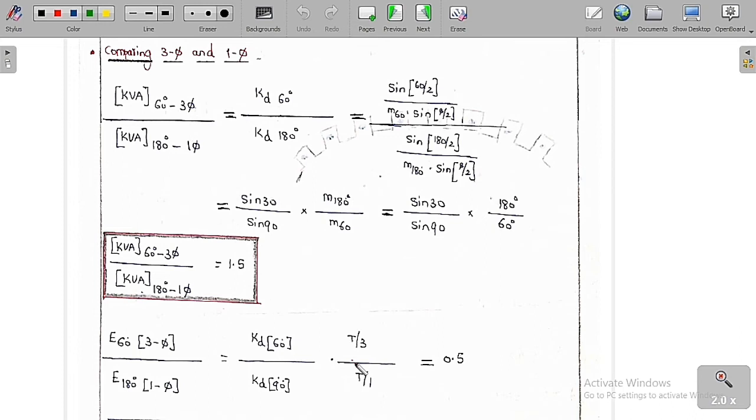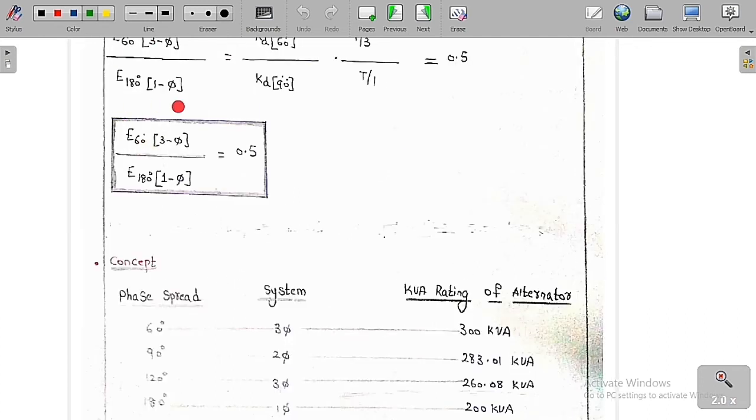But you have to remember these values of the ratios for three-phase and two-phase, and three-phase and single-phase. You should always remember them, because in examinations they are going to directly ask these ratios. If you do all these calculations in the examination, it will take a lot of time and waste your precious time. So this is the value you should always remember. The more the phasing, the more the kVA rating, but the lesser the voltage induced per phase. So the three-phase by single-phase voltage induced per phase is only 0.5.